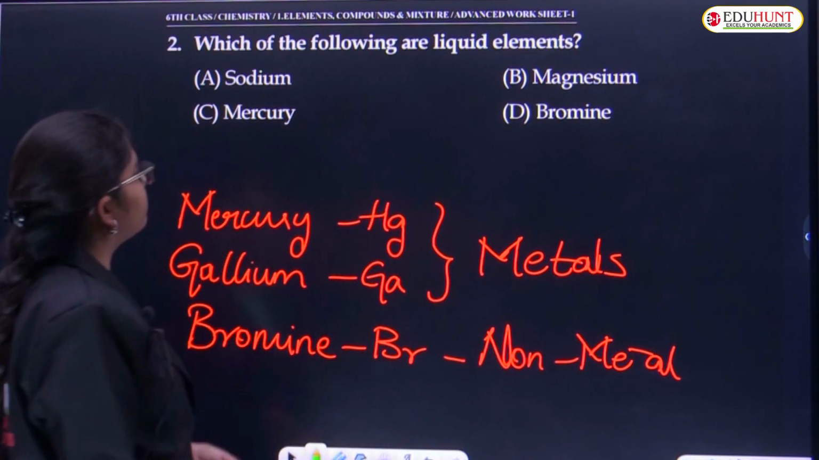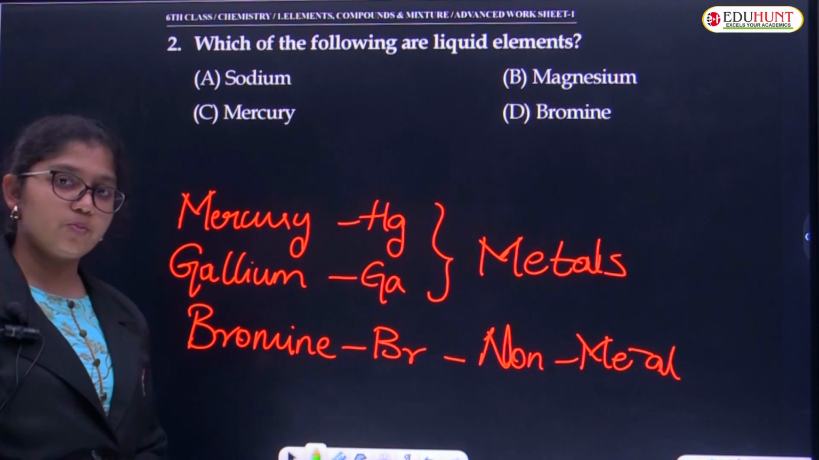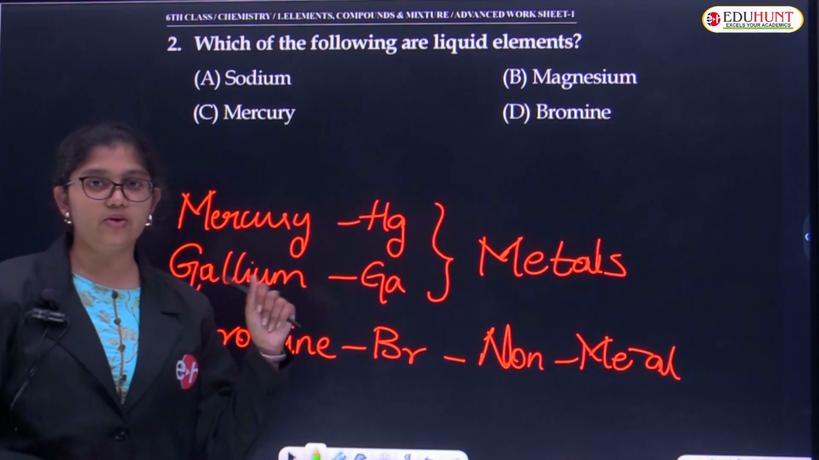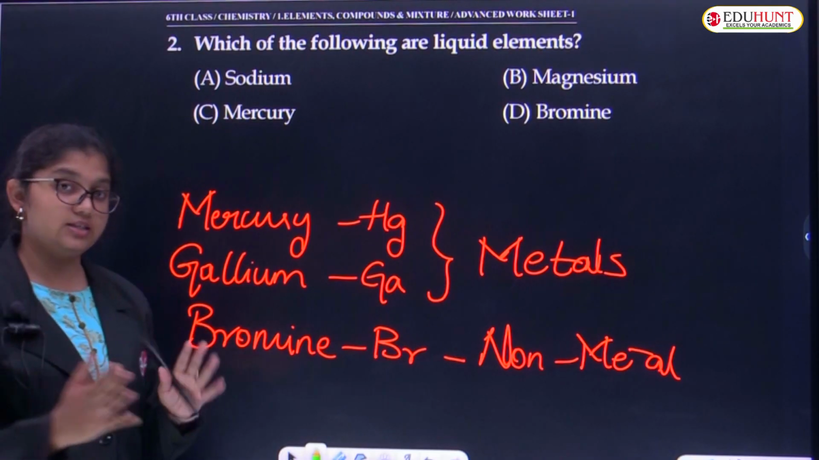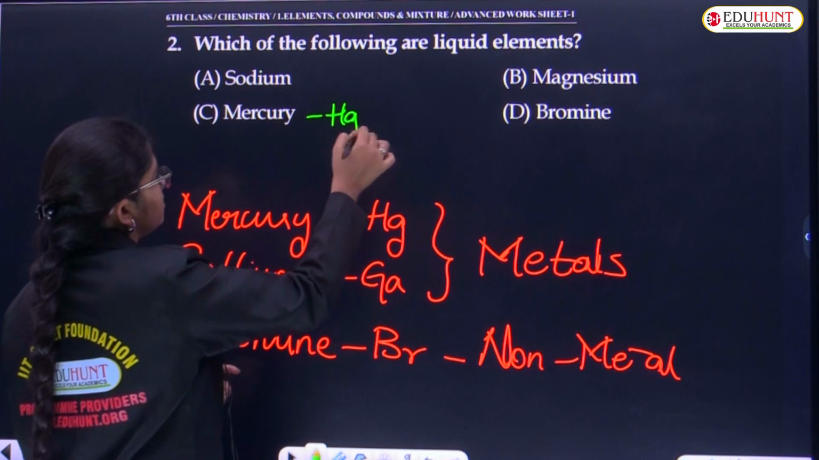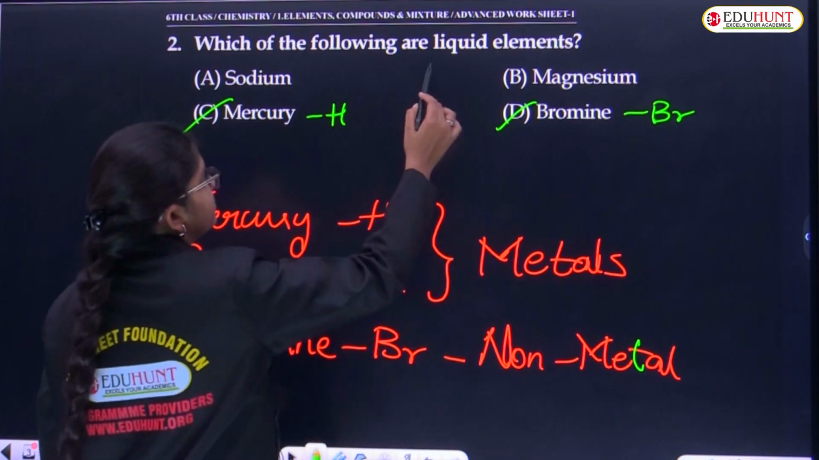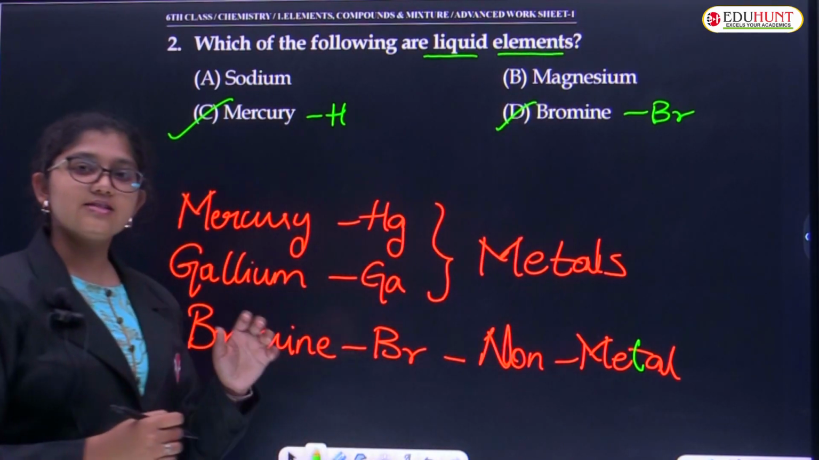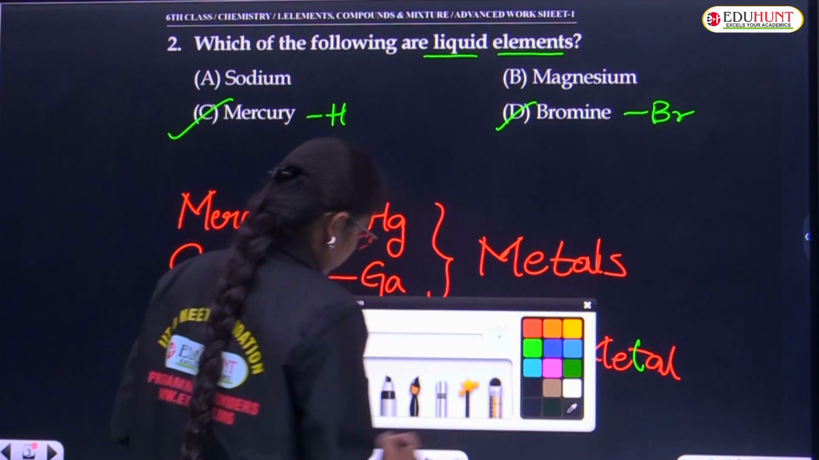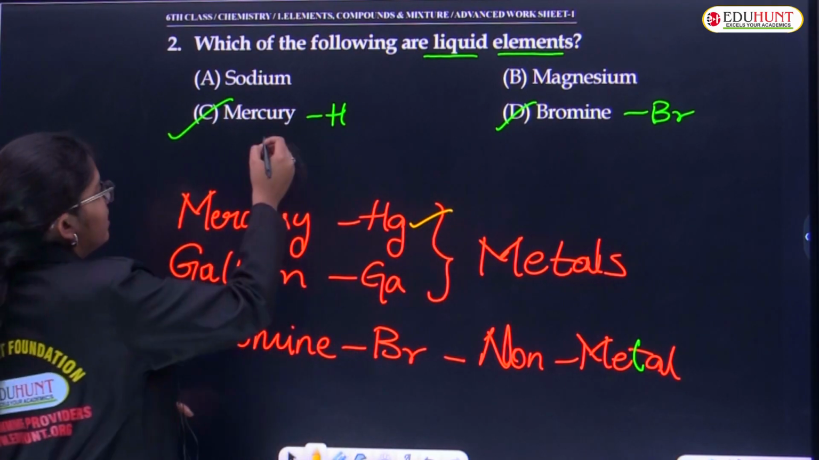So in the given options, we have 4. Out of 4, they have given sodium, magnesium, mercury and bromine. Now, tell me what is the right option? Option or options? Hence, it is a multi-correct answer type. We have to answer more than one because it is multi. Fine. Options here are mercury, Hg, and bromine. These both are liquid elements. If they ask us specifically what is a liquid metal, in that sense we have to choose only mercury. It is a liquid metal.